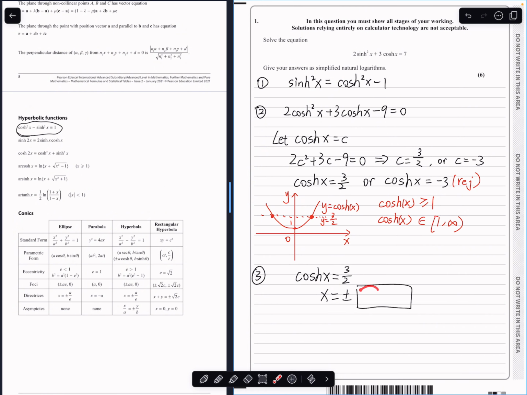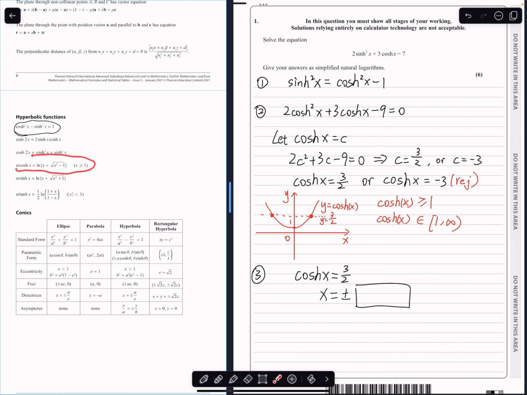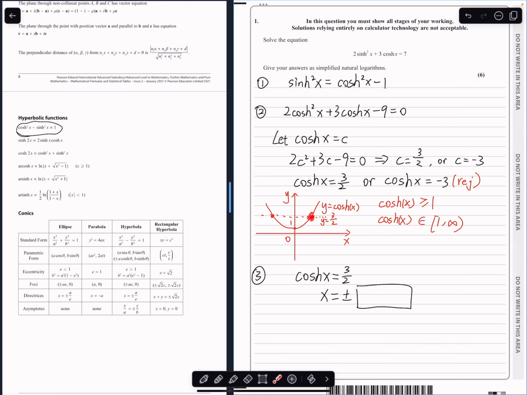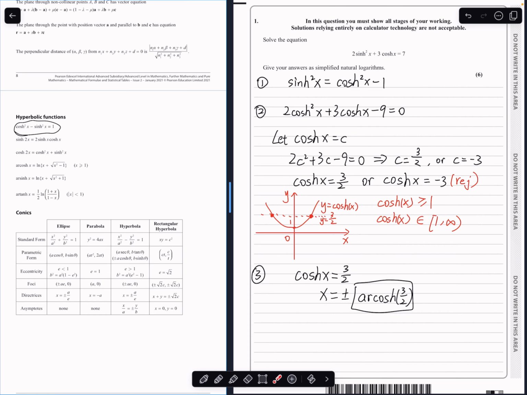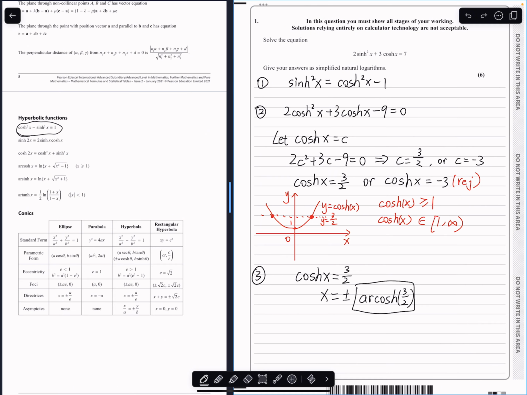And how do you get this value? The good news is you can just check the formula book, and it will tell you one value, which is the positive value. And the value is called arccosh of 3 over 2. And the value can be written like this. And you just need to substitute it into the formula. Try it yourself and simplify it.